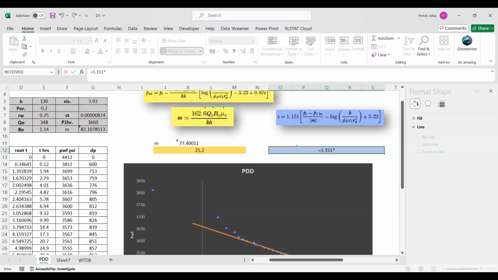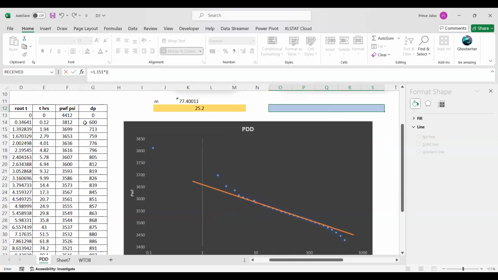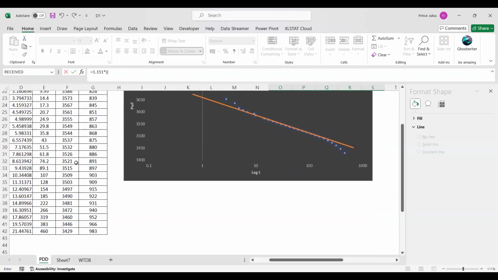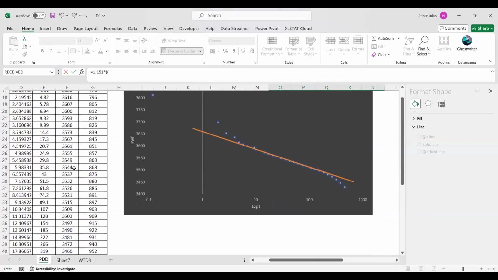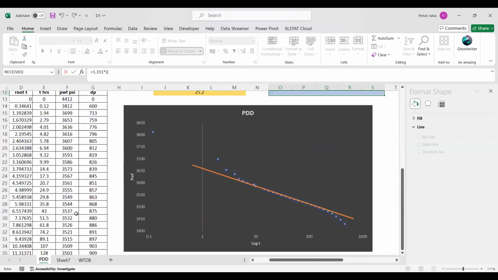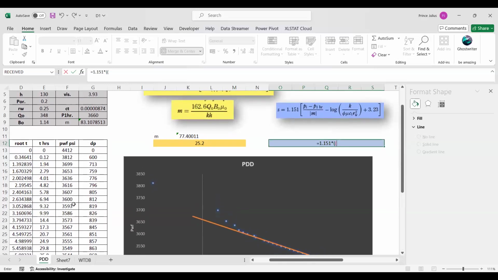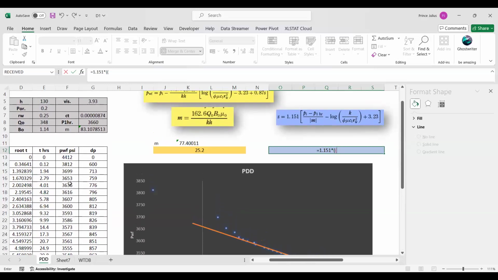1.151 into initial pressure. So Pi represents initial pressure. We don't have that value here, and here also we don't have that value. You can see the value started at 4412, but it ended at 3429. But actually in the data, nowhere was it mentioned where exactly the initial pressure is. If this is the case, what can we do to actually get this value, initial pressure?